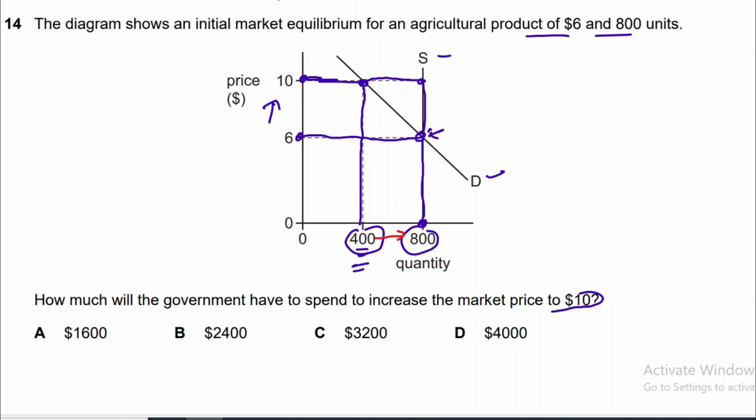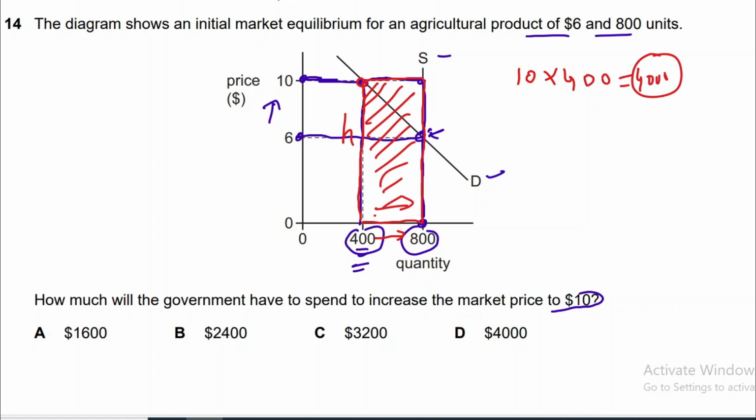If we multiply price 10 and quantity 400, we will get this much area that will be spent by the government. If we multiply height and base, this is height, that is 10, and this is base, that is 400. So 400 into 10 is equal to 4,000. So the government will have to spend this much.